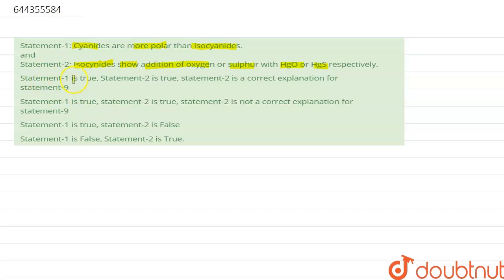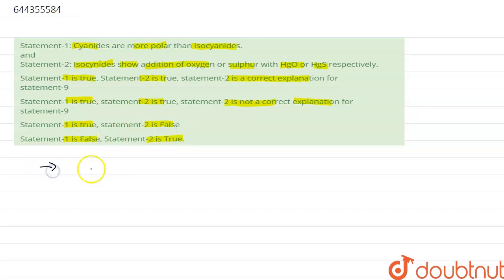Option first is statement first is true, statement second is true, and statement second is a correct explanation for statement first. The second option is statement first is true, statement second is true, and second is not a correct explanation for statement first. The third option is statement first is true, statement second is false, and the fourth option is statement first is false and statement second is true.